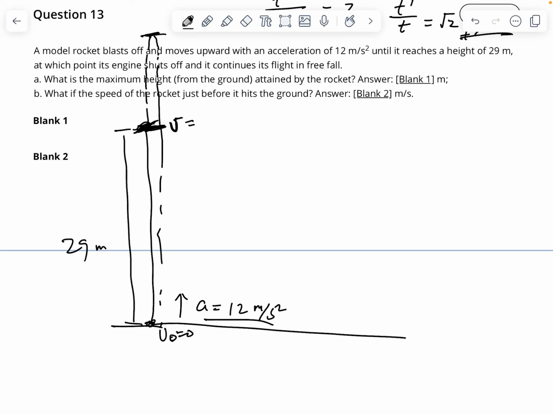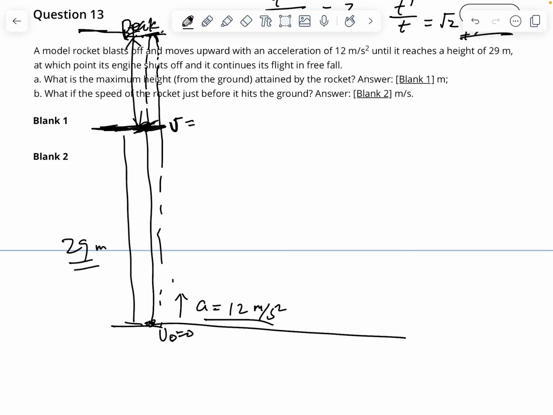Then how high can you go? This is h, how high from here to here, right? So this is the peak. You reach a peak and then come down. Okay, so this is the peak. What is the maximum height from the ground? Let's calculate from this location to the peak, then plus 29. That would be the maximum height from the ground.